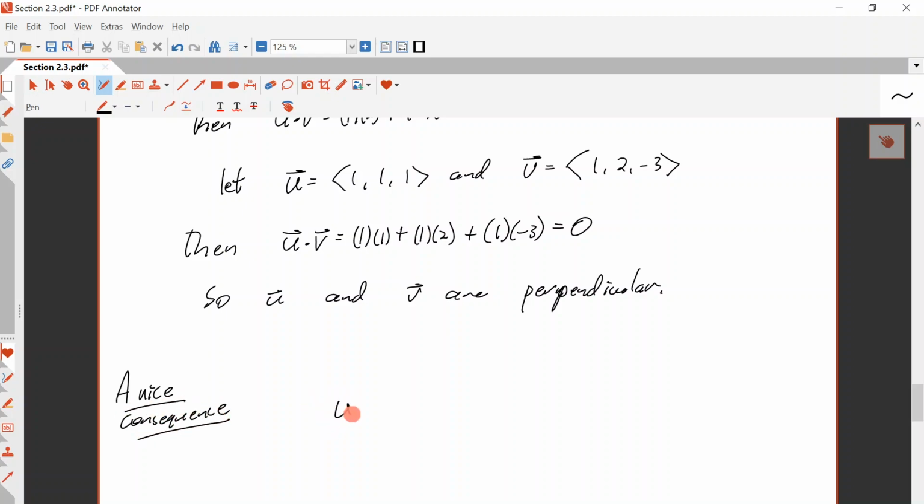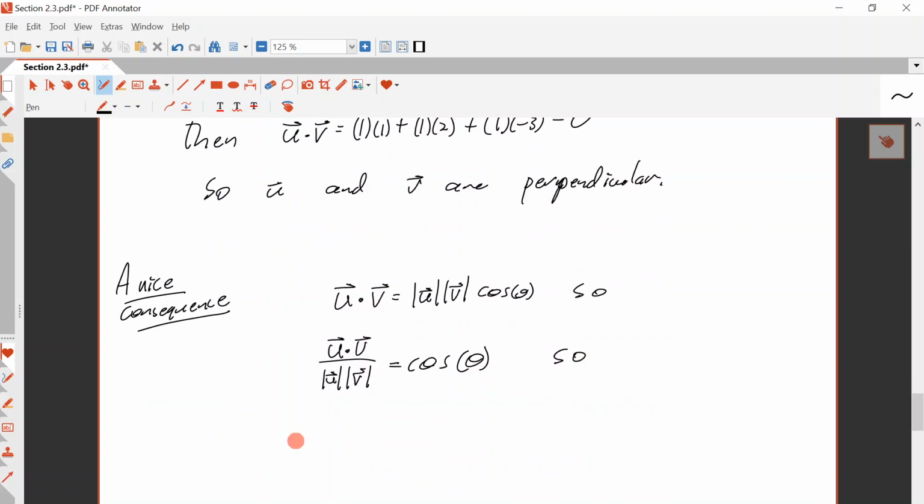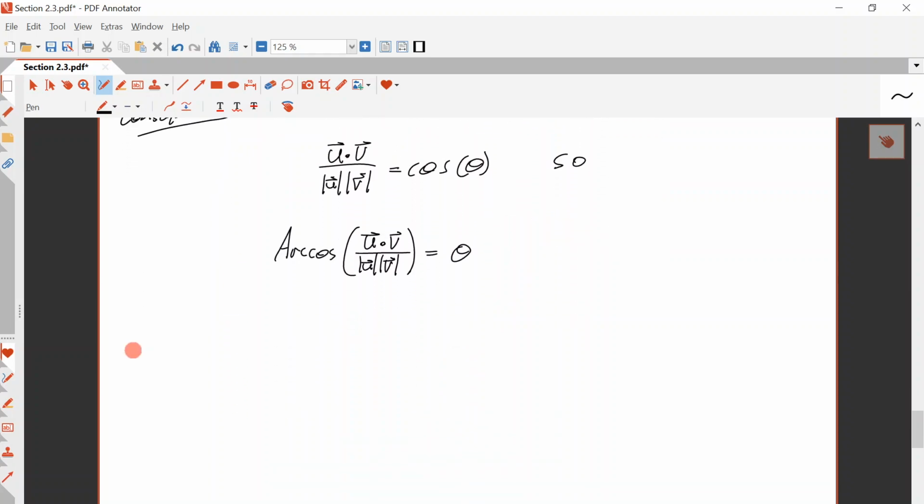All right, so u dot v is equal to length u, length v, cosine theta. So u dot v over length u length v is equal to cosine theta. So the inverse cosine function of u dot v over length u length v is the angle between the two vectors.